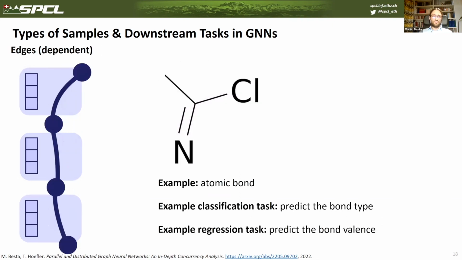The next class of samples are edges, right? The edges are also dependent via their neighboring vertices, and these edges can also become first class citizens in our GNN pipeline, with an example being an atomic bond, for which we would like to, for example, run the classification task to predict the bond type, or run the regression task to predict the bond valence.